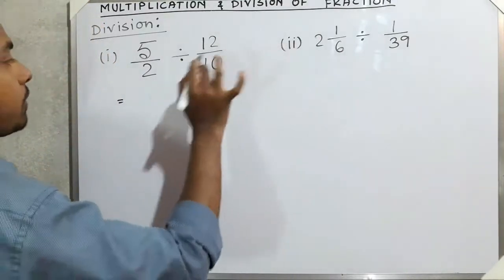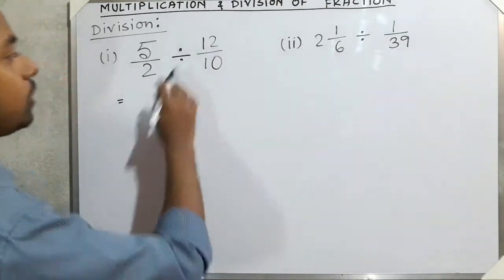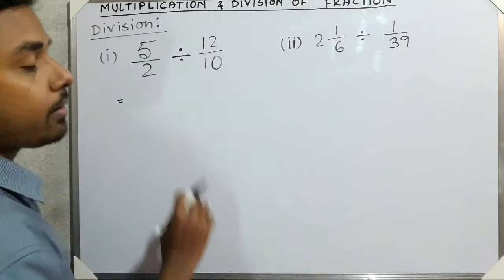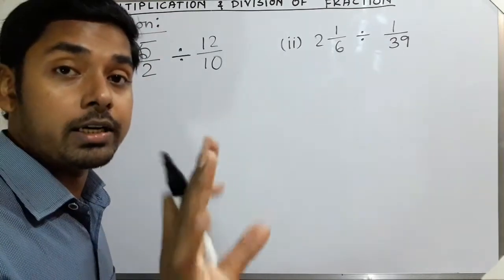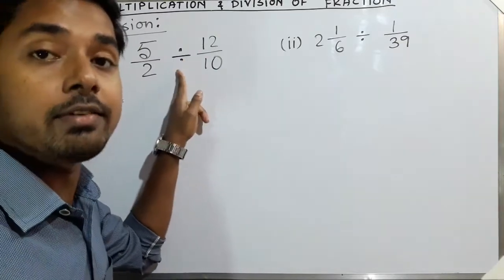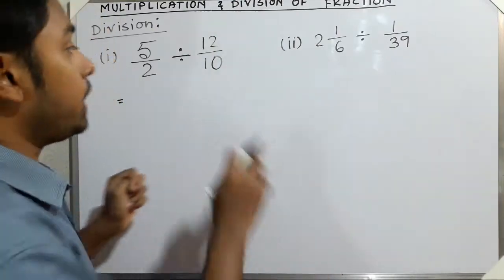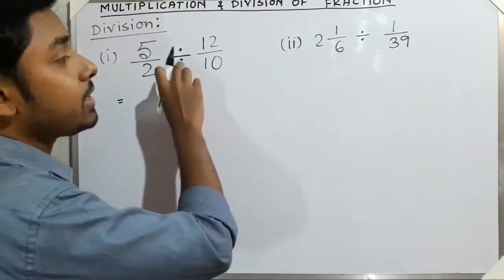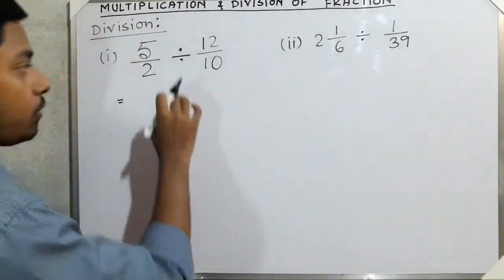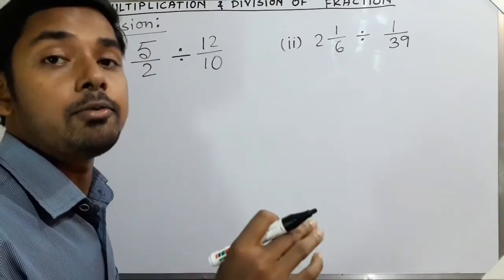So first of all, what do I have to do? You have to change this division sign into multiply. Even though you can see 2 and 12 can be cut, 5 and 10 can be cut, we cannot cut it. Why? Because it is given a divide sign. Whenever there is a divide sign, we cannot cut like this. First of all, you have to convert this divide sign into multiply, then we can cut the fractions.